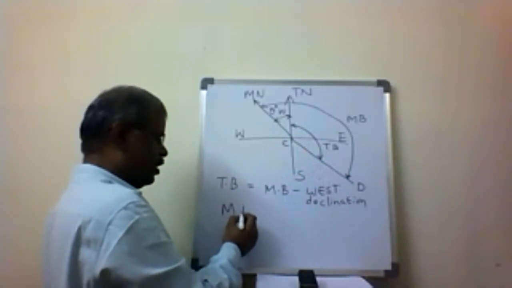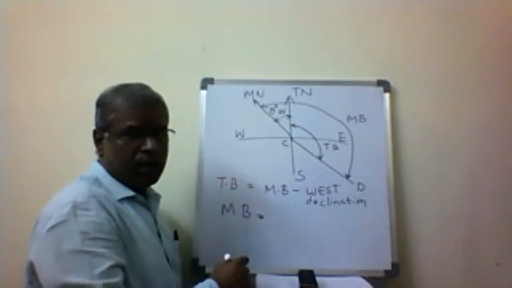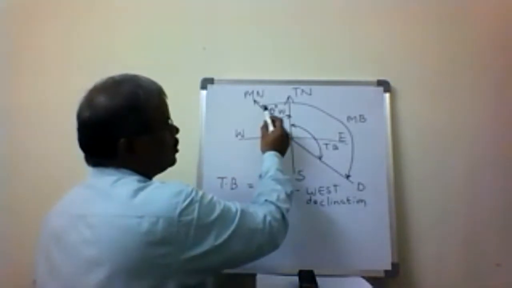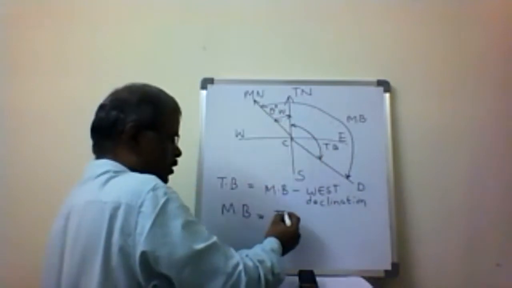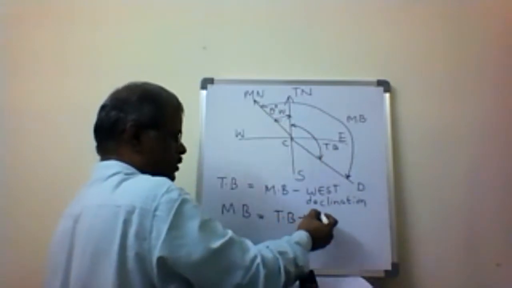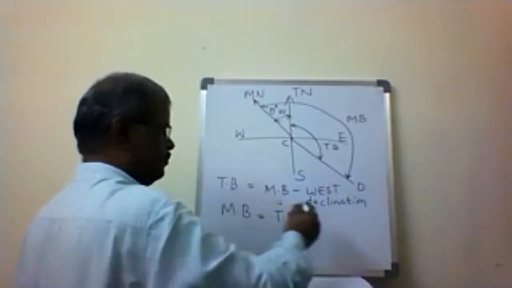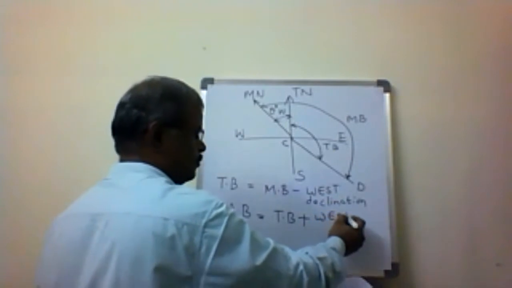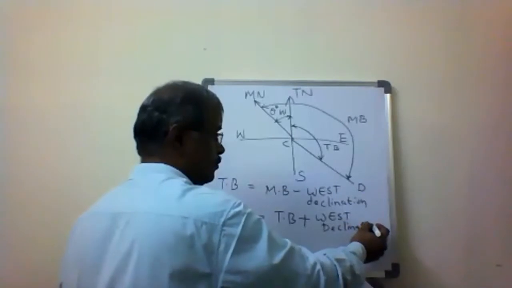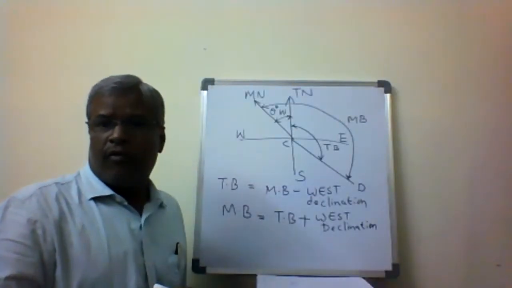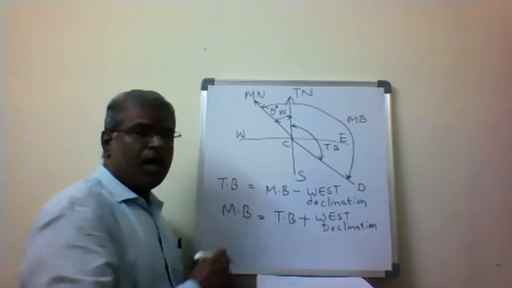Similarly, to calculate the magnetic bearing when the true bearing is known: magnetic bearing equals true bearing plus the west declination. Adding the west declination to the true bearing gives the magnetic bearing.